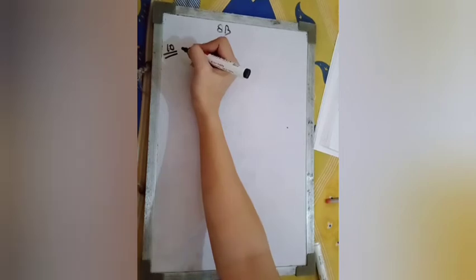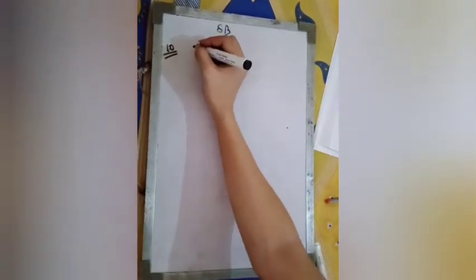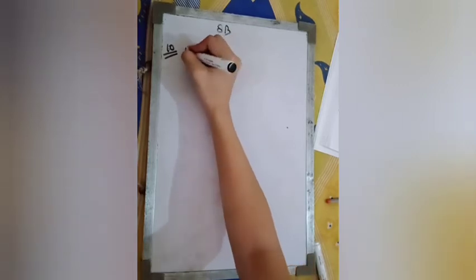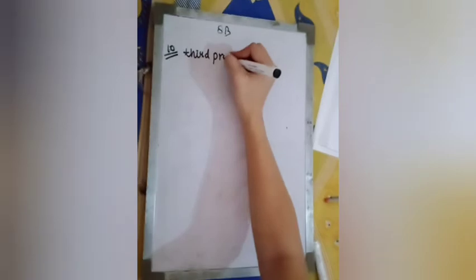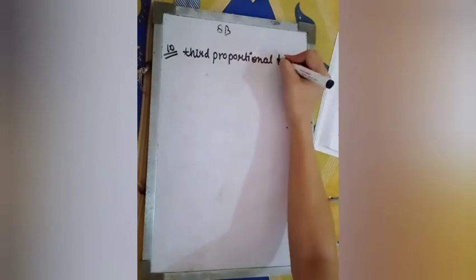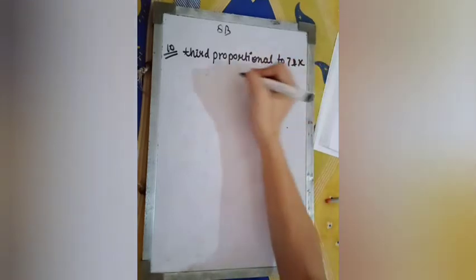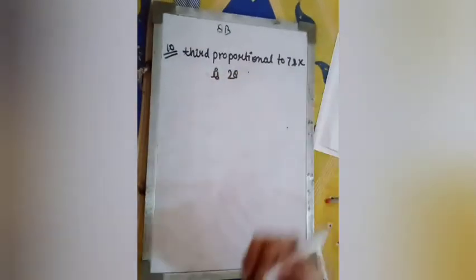Now move on to question number 10. That is important. Question number 10 is: if the third proportional to 7 and x is 28. Third proportional, see they are saying third proportional, so which equation will it be? The A, B, C one. Third proportional to 7 and x is 28. Now find x.